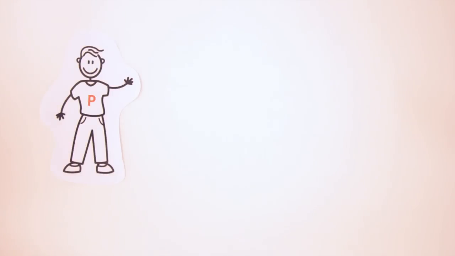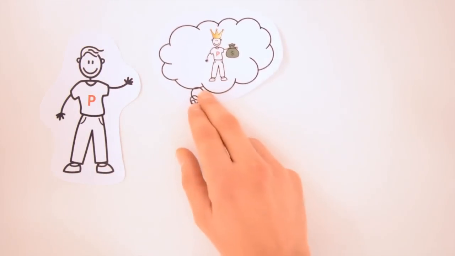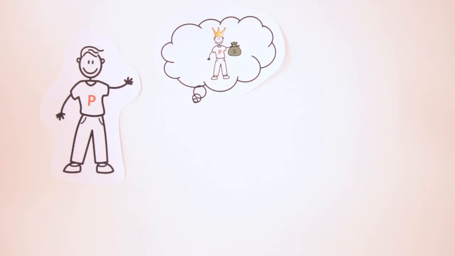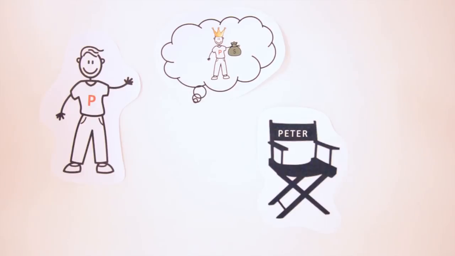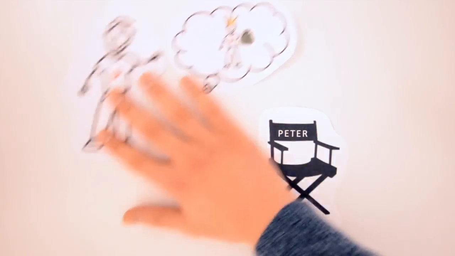Peter is an ordinary guy, but something is missing in his life. He wants to become rich and famous. As he loves movies, he thinks about producing one. He wants to produce the best movie ever made.